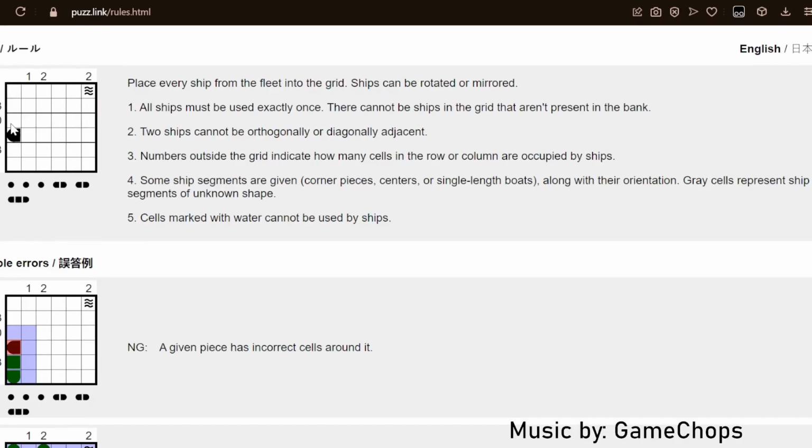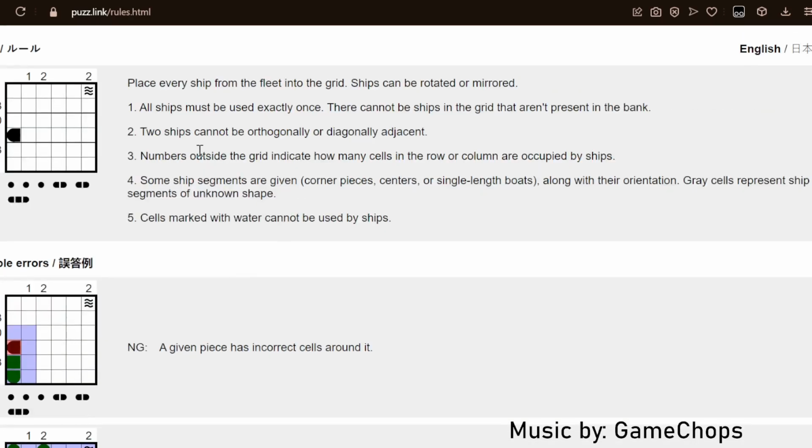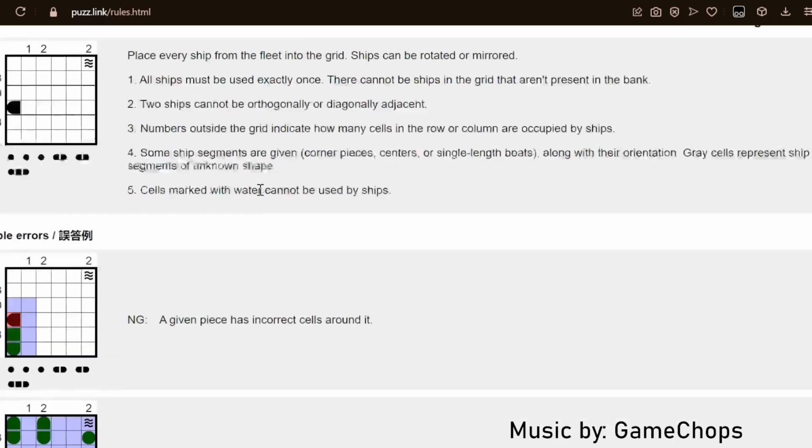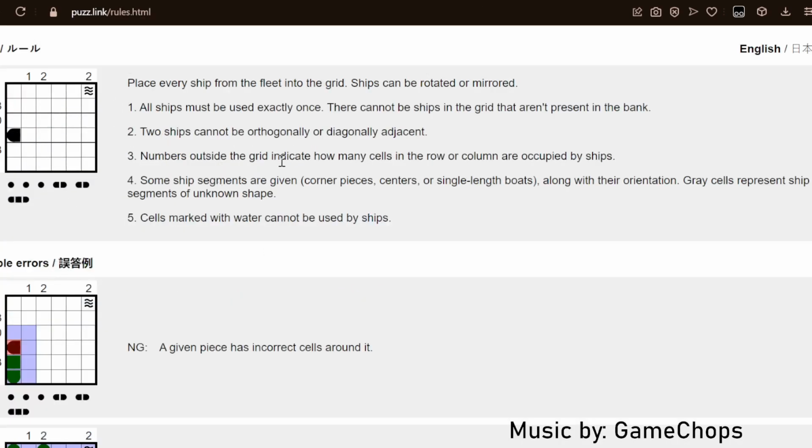Numbers outside the grid indicate how many cells are occupied by ships. So here you see there's a 1 in this column, a 2 in this column, and a 2 in this column, which gives how many pieces are in that column. Some ship segments are given. You can see here a side piece, along with its orientation. So this one is the end of one boat that is horizontal. Grey cells represent ship segments of unknown shape. We don't have that in this example puzzle. But it gives you some segments which you have to use to solve the puzzle.